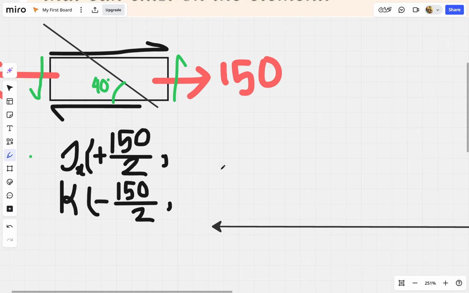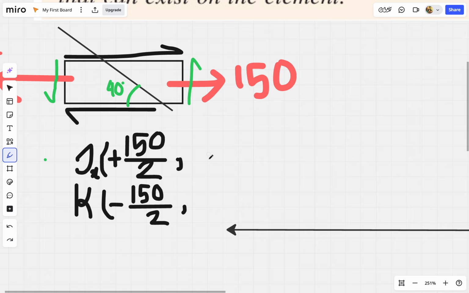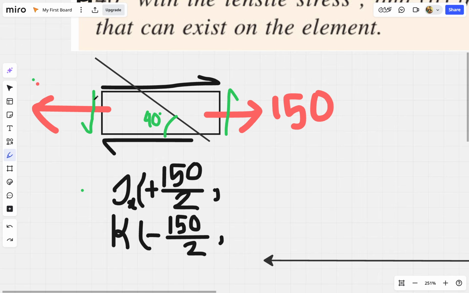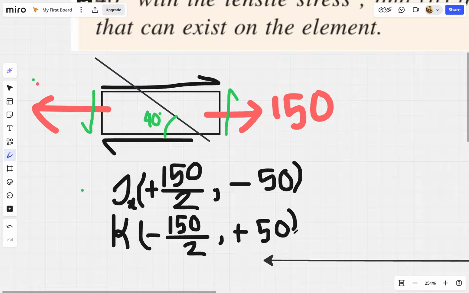Now we have denoted the x coordinates, and now we denote the y coordinate. Here it is anti-clockwise, which means it will be negative 50, as given in the question. So as this is negative 50, the next will be positive 50. In this axis it will be positive 50. For K it will be positive and for J it will be negative.